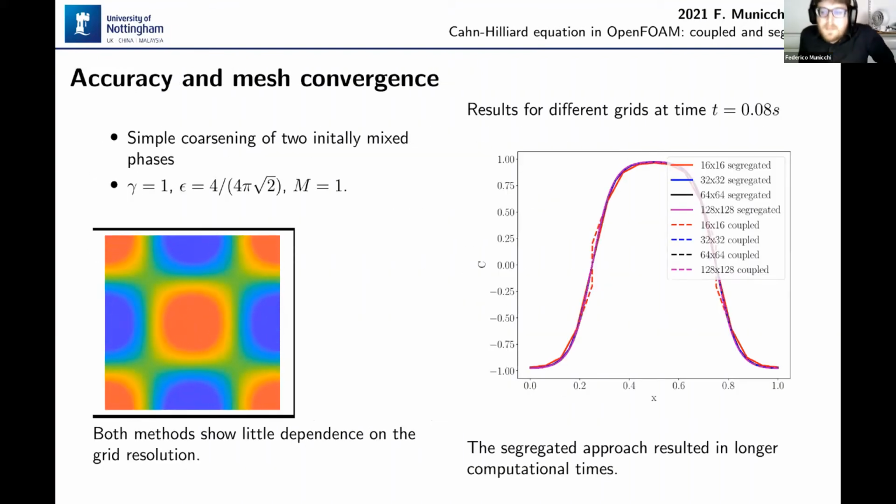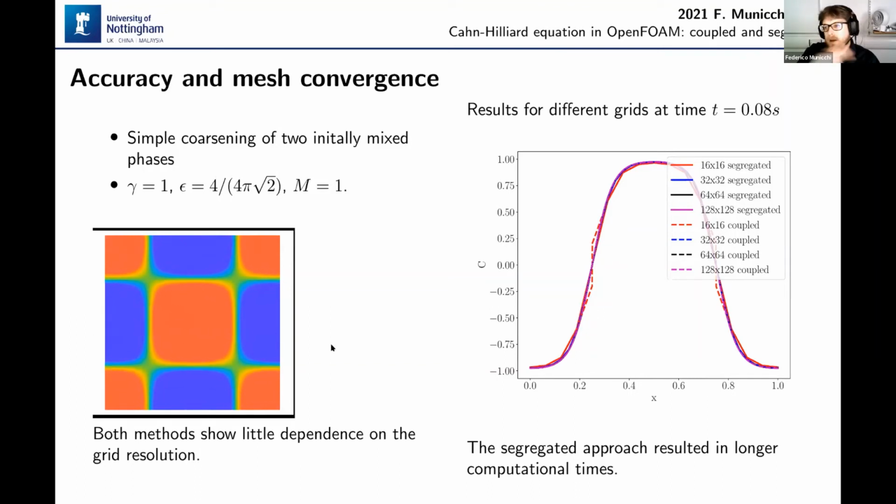So I tested these two different solvers for a very simple case, a simple coarsening case. In this coarsening case, you have an initial field of C that is given by cosine functions. So it's a very basic perturbation, and you will see that the phases start to segregate. If you run this case for different grids, you will see that there is little dependence on the grid, and both algorithms are basically performing the same in terms of accuracy.